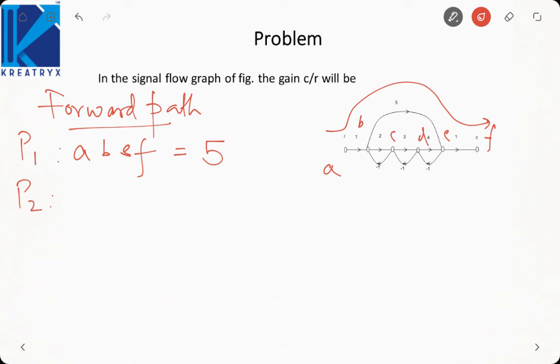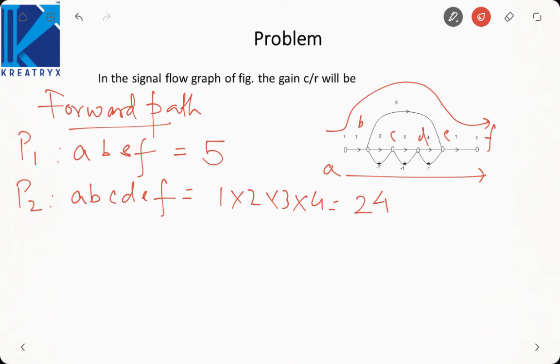Next path I can follow straight like this: A, B, C, D, E, F. The gain would be 1 into 2 into 3 into 4, that is 6 into 4, 24. Okay, that will be 24. Next, these are the only two forward paths from input to output. Next, let us talk about loops.